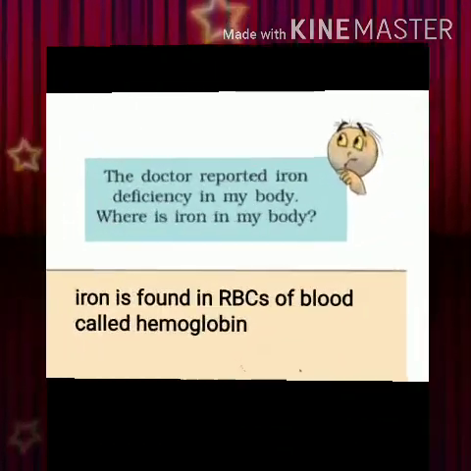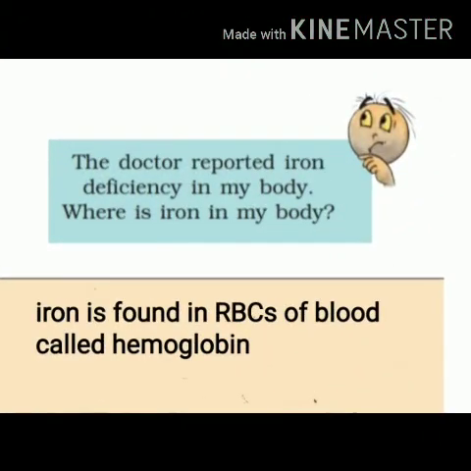Now let's see what Bujo is asking. He is saying, the doctor reported iron deficiency in my body. Where is iron in my body? So iron is found in the red blood cells of the blood, in a substance called hemoglobin.